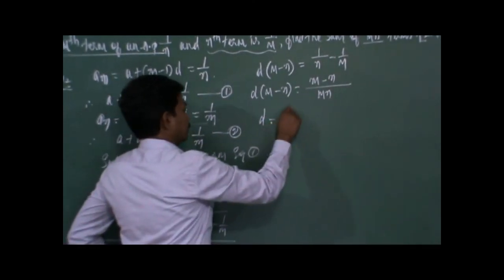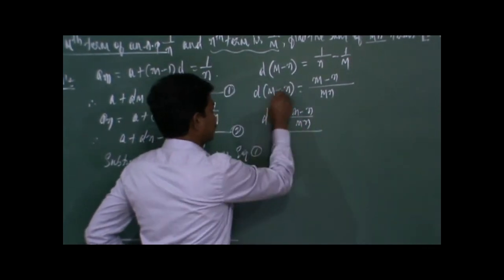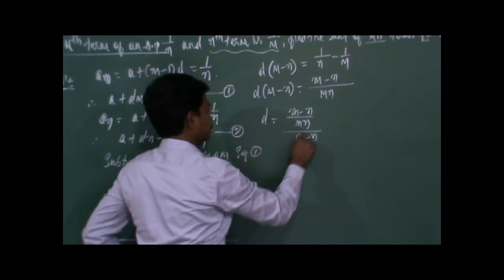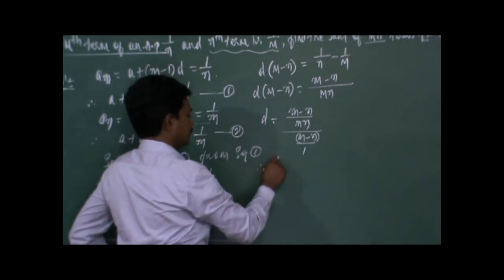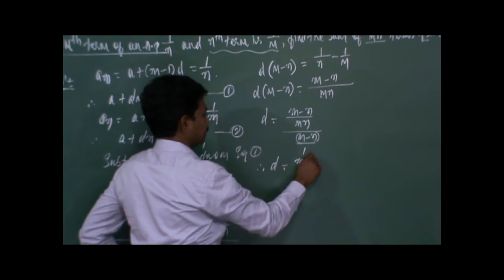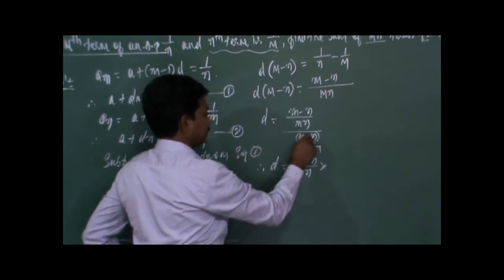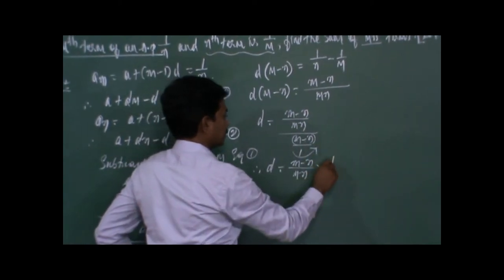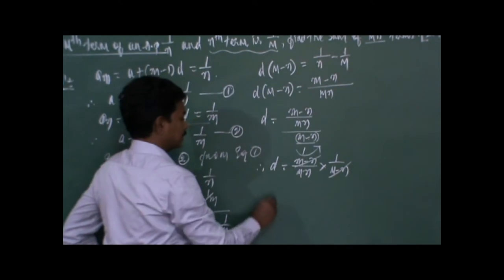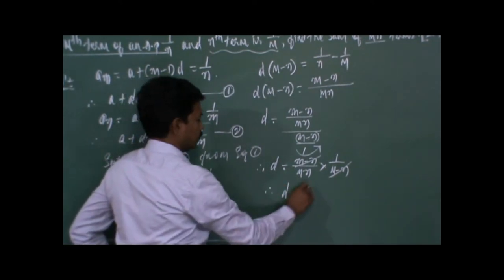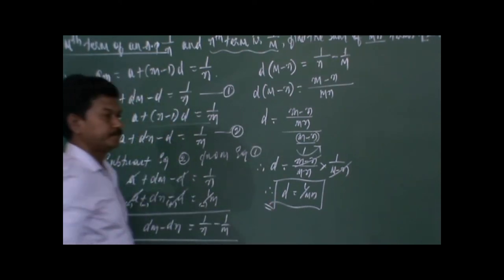So d into m minus n is equal to m minus n by mn. So below this we have 1, it is understood. So therefore d is equal to m minus n by mn into, let us take the reciprocal of this, m minus n by 1, reciprocal becomes 1 by m minus n. m minus n gets cancelled. So therefore d is equal to 1 by mn. So this is the value of d we have got.